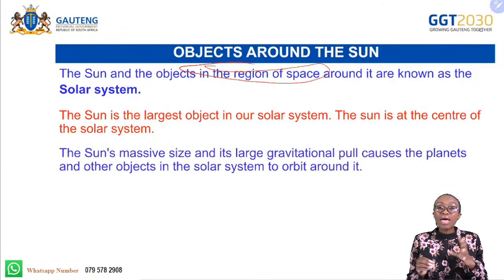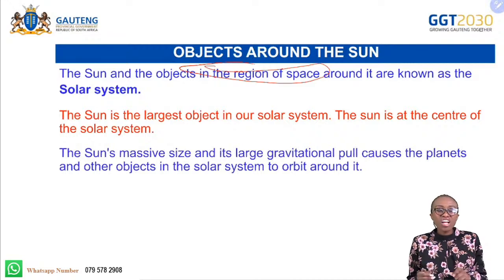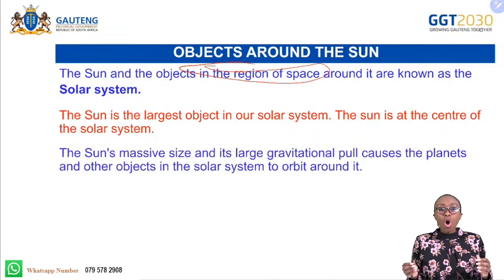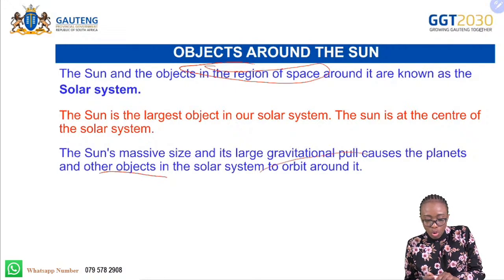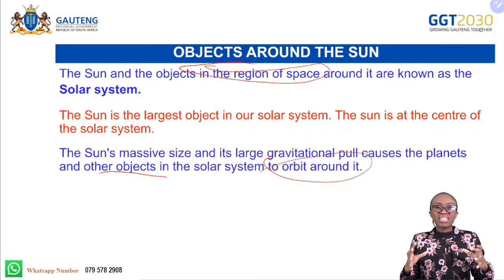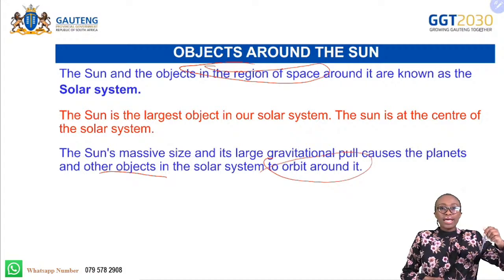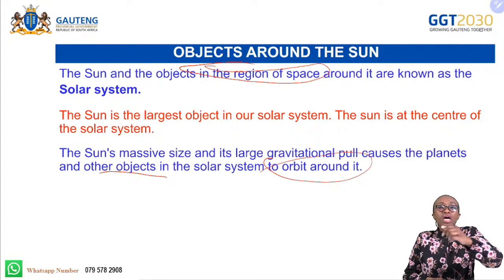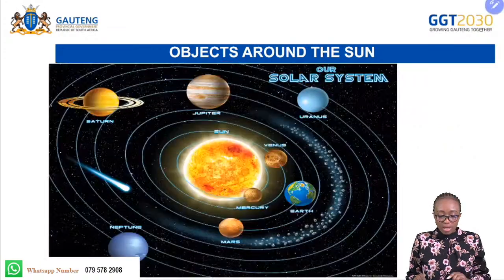So the sun's massive size, remember we have said the sun is the largest object in our solar system, and its large gravitational pull causes the planets and other objects of the solar system to orbit around it. So the sun's size and its gravitational pull causes all the other objects and all the other planets to orbit around the sun.